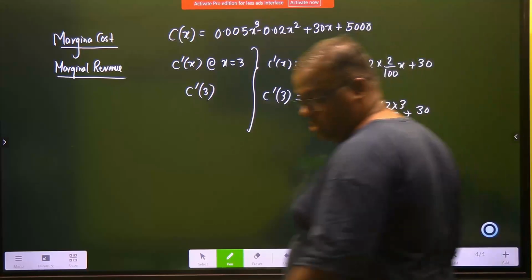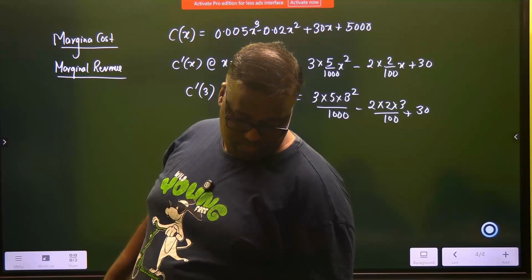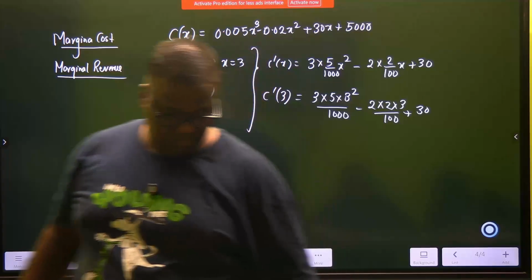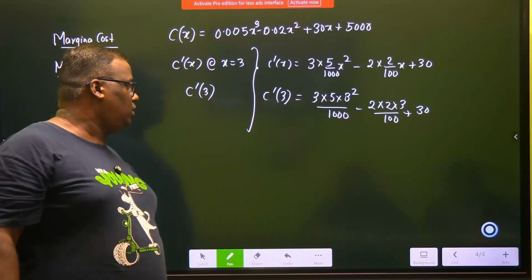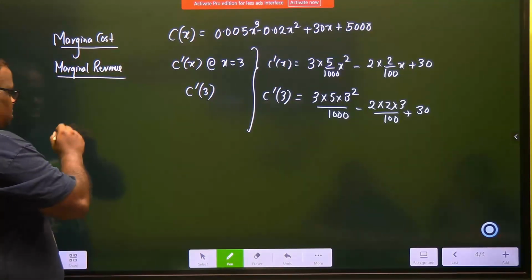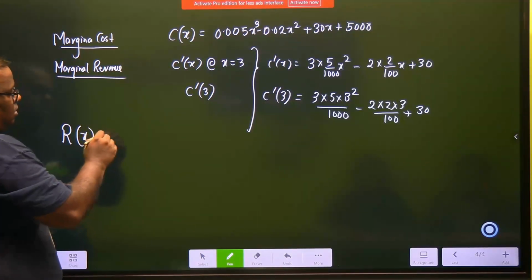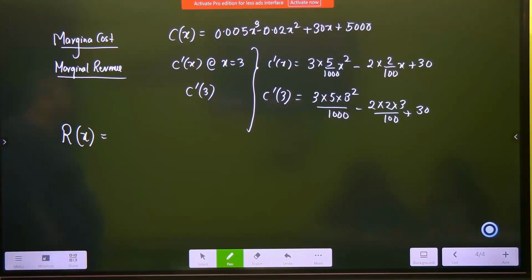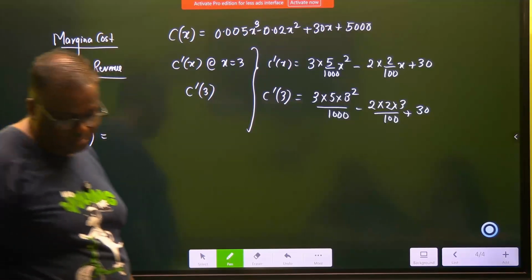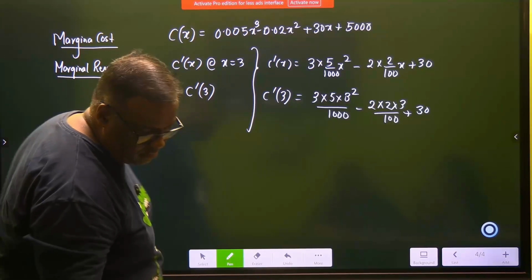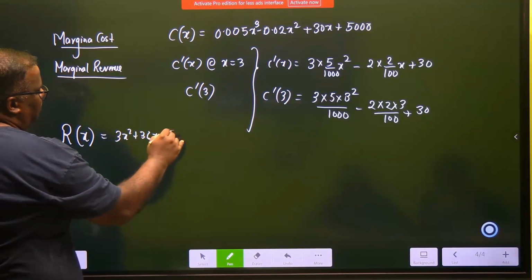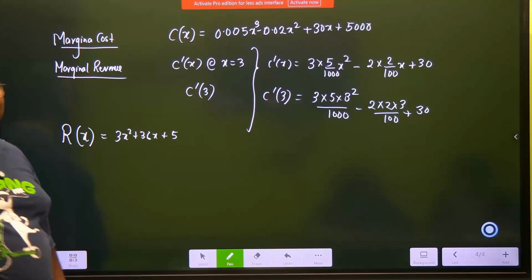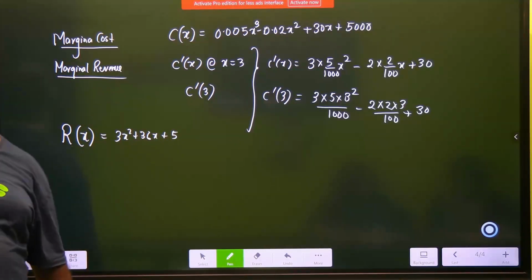Solve it. Okay. Revenue function is something that you are earning. Madams, tell me, what is the revenue function? 3x square plus 36x plus 5. If you don't sell a single product, how much money are you making? How is that 5 rupees coming to you?